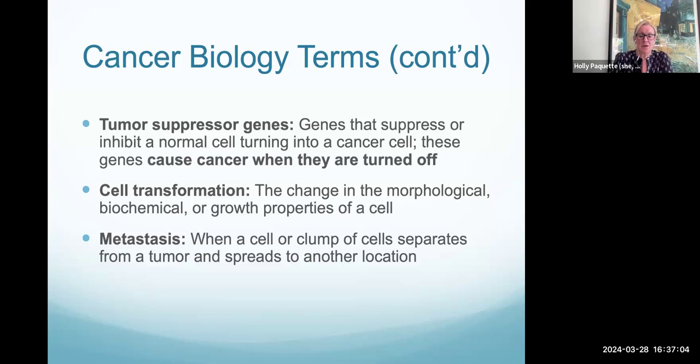And then one of our last terms here is metastasis. This is where we have maybe a tumor growing, so this uncontrolled cell growth, and some of those cells break off and spread to a new location. We call that metastasis. That is where we really run into a problem: instead of having it in one specific location, it has traveled through the body and is spreading cancer throughout the body.